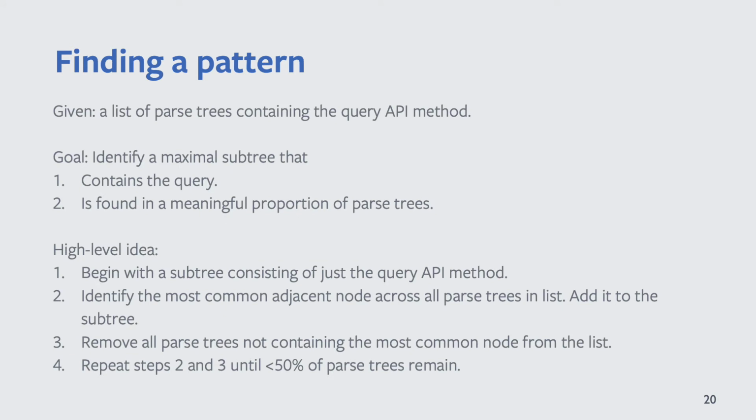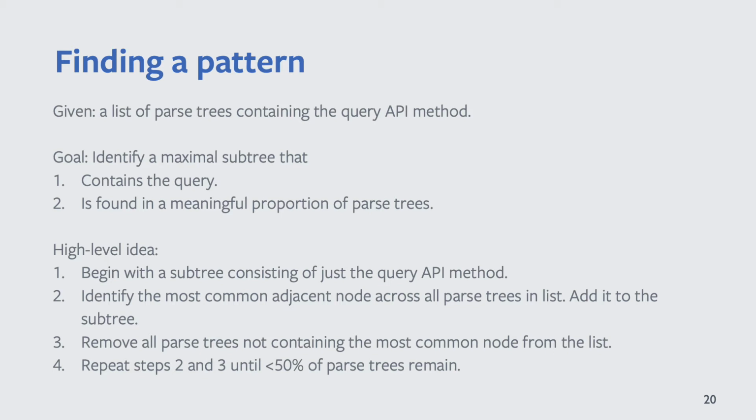This is the high-level overview of this phase of the algorithm. We first search the codebase for all methods containing the query API method. Our goal in this phase is to identify a maximal subtree that both contains the query and is part of a meaningful portion of the parse trees in our list.